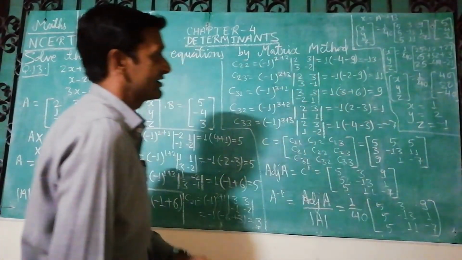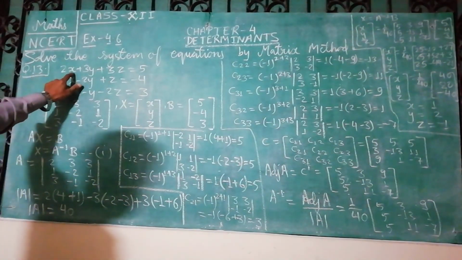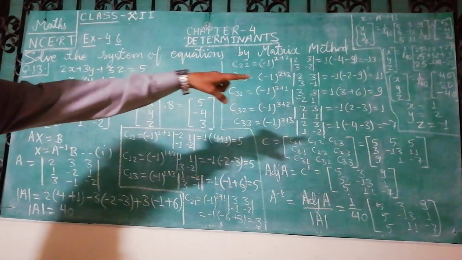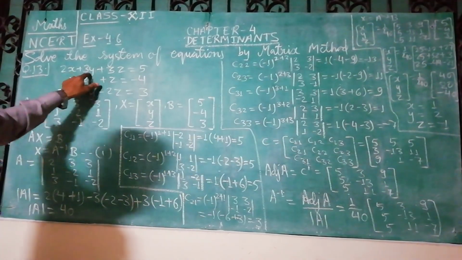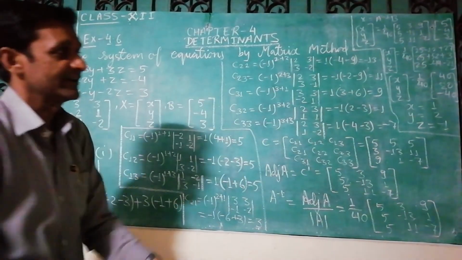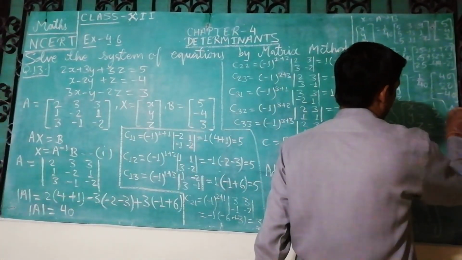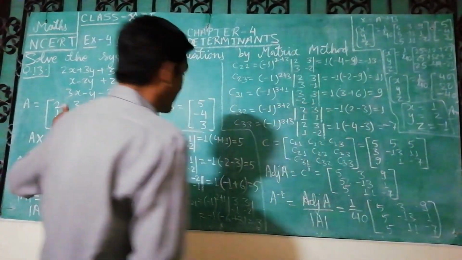Now let us check the answer. Our answer is correct or not. You may put the values here. It is 2 into 1, that is 2. And 3 into 2, that is 6. So 2 plus 6 is 8. 8 minus 3, that is 5. So our answer is correct. These are our answers. And this question number 13th is now over.